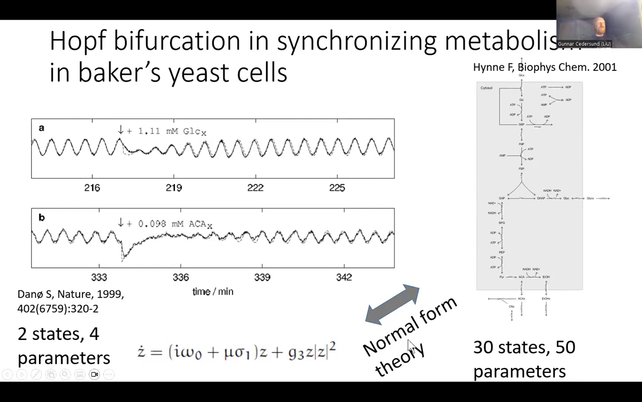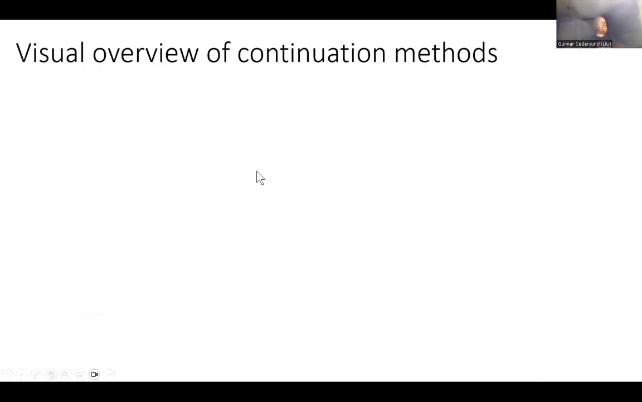So normal form theory is very powerful. And this means that this 30-dimensional dynamics can actually be described on a 2-dimensional manifold. So no matter how big the original model is, the bifurcation and the limit cycle is always a 2-dimensional phenomenon, at least close to the bifurcation.